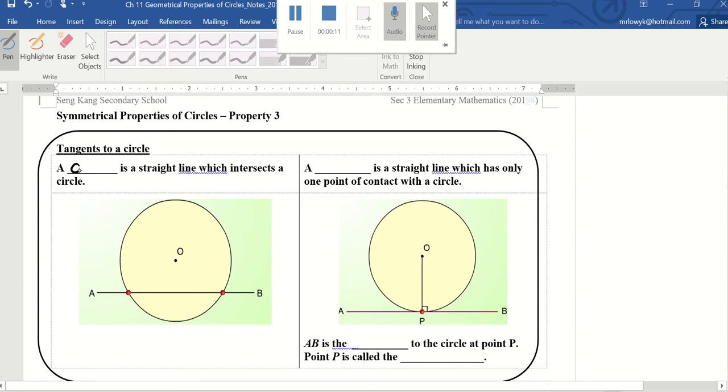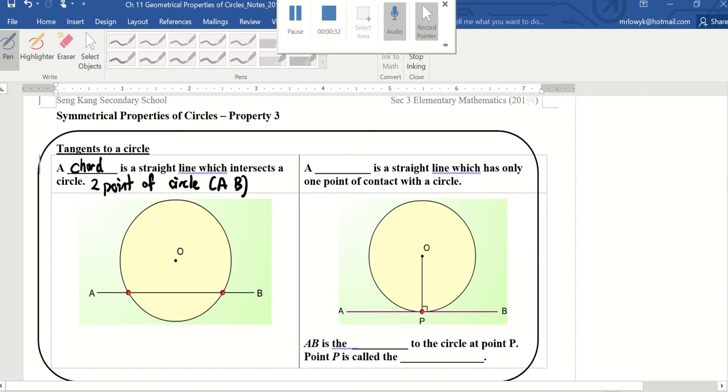Can you write down a chord? It passes through 2 points. 2 points of the circle. Can you write down? That means A and B. If I pass through 2 points, it's called a chord.